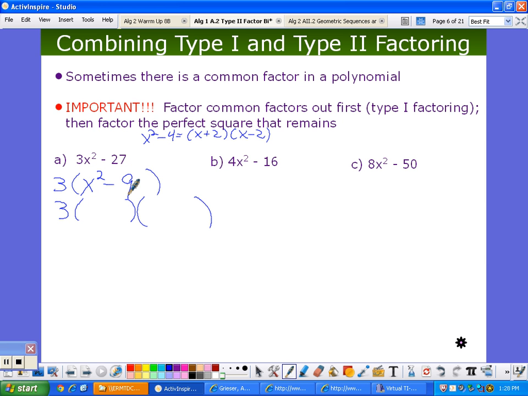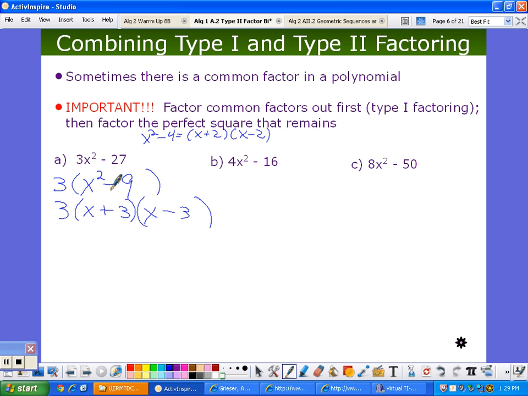Then I look at this, and I notice that it's a difference of squares, my bell ringer. I take the square root of x squared. What's the square root of x squared? X. So that's going to go here. What's the square root of 9? Plus minus, or minus plus, either way. And work backwards. Isn't that x squared minus 9? Isn't that 3x squared minus 27? So we should multiply back and make sure we did it correctly.